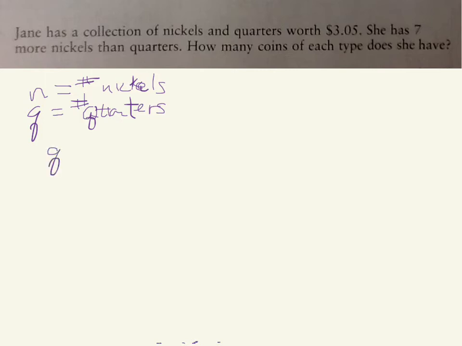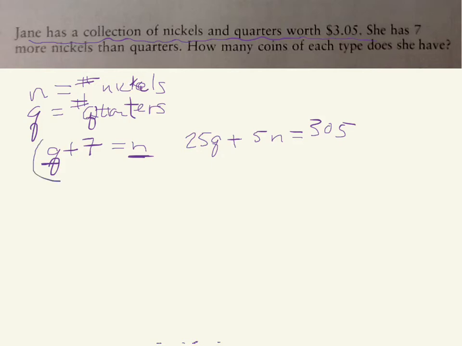She has 7 more nickels, so if you add 7 to the quarters, that gives you the number of nickels. She has 7 more of these things than these things, so you have to add 7 to the number of quarters to get that. Then, Jane has a collection worth $3.05. Quarters are worth 25 cents, so take 25 times the number of quarters, and nickels are worth 5 cents, so take 5 times the number of nickels, and add those two things together, and you're going to get $3.05. We're just going to put it in as 305.